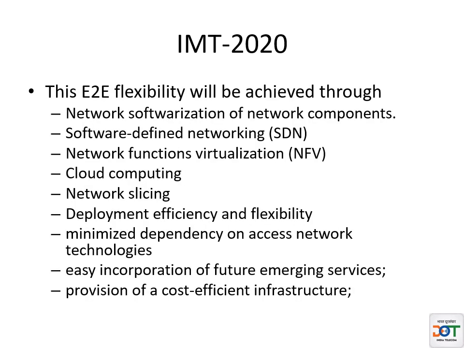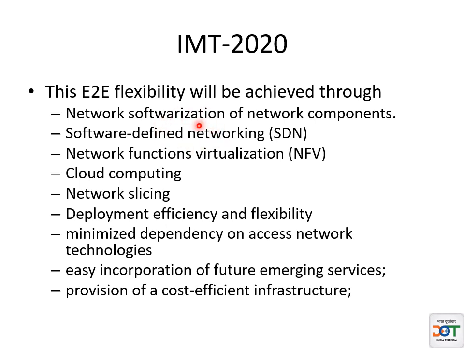This means that IMT 2020 end-to-end flexibility will be achieved using various kinds of technologies which are listed here. The first is network softwareization. The network components you have today in a 4G network, like MME or serving gateway or PDN gateway, are specific hardware given by OEMs today. Now the network elements of 5G will be a piece of software which can run on any hardware.